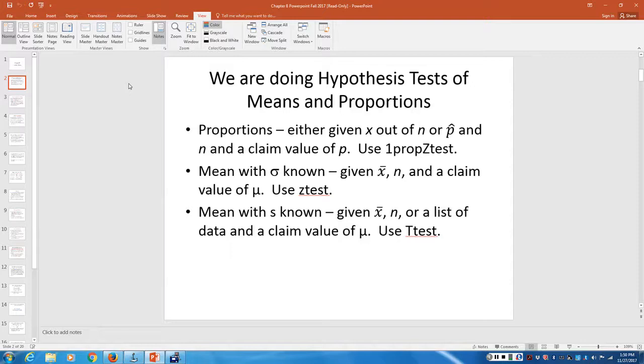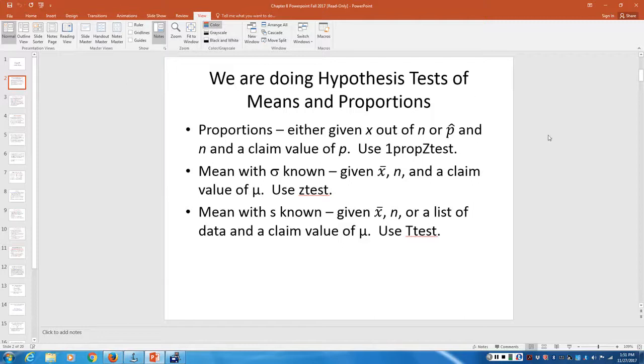Now, the background here: we did confidence intervals for population means based on sample data, with a sample mean, and sometimes a population standard deviation, sometimes a sample standard deviation. That told us whether to use Z or T. And we did confidence intervals for proportions, which was based on knowing a sample size and either p hat or the number of people in the sample that favored whatever it was we were looking at.